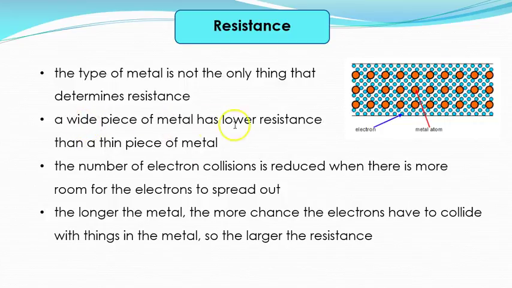A wide piece of metal has lower resistance than a thin piece of metal. There's less resistance because there's more room to move. The number of electron collisions is reduced when there's more room for the electrons to spread out. The longer the metal, the more chance the electrons have to collide with things in the metal, so the larger the resistance.